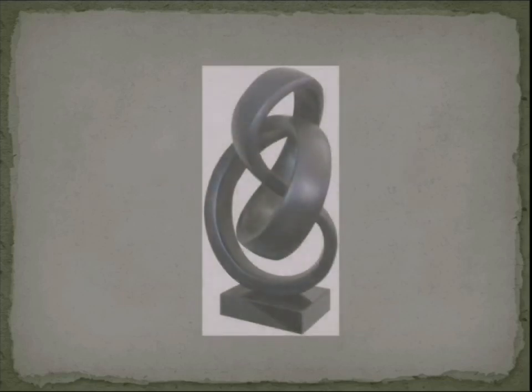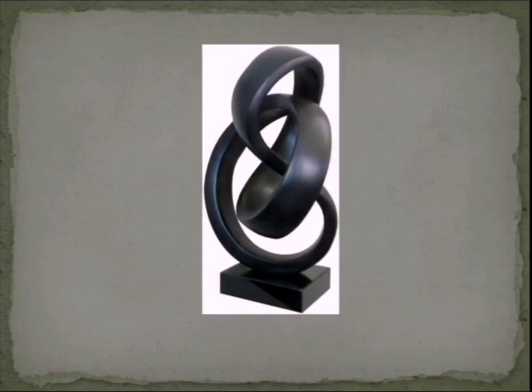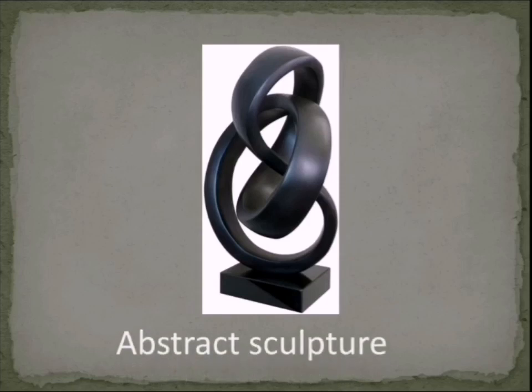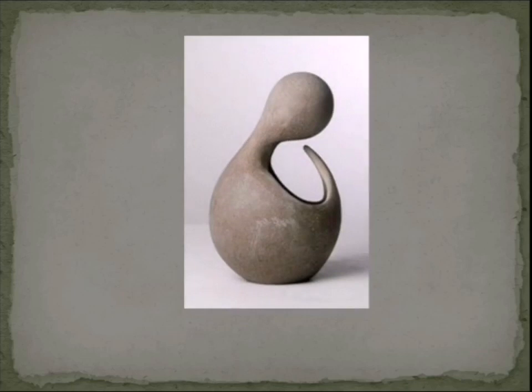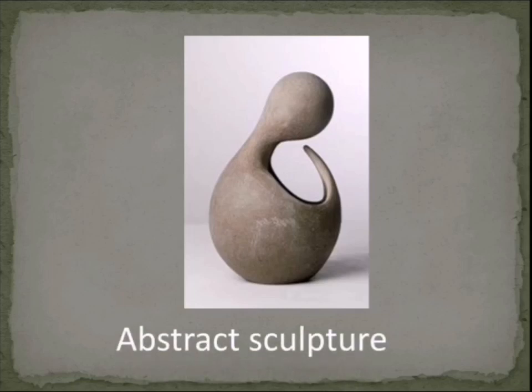Here we have this form. Can you tell if this is an animal or a person? No. This is called an abstract sculpture. It's a kind of abstract representation. Next, how about this figure? Is this an animal? Is this a person, a human? No. Again, this is called an abstract sculpture.